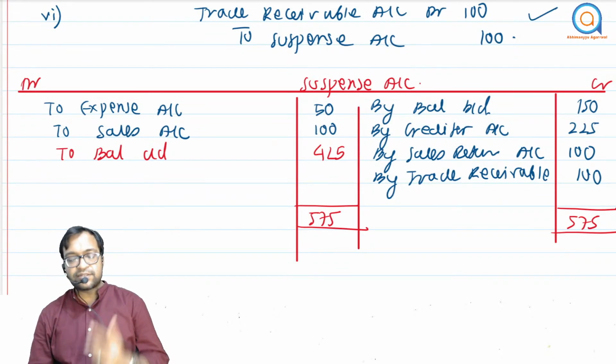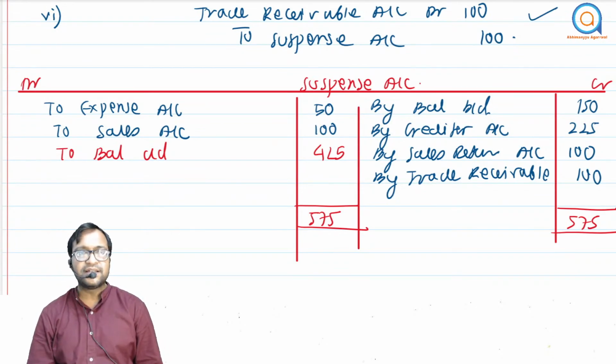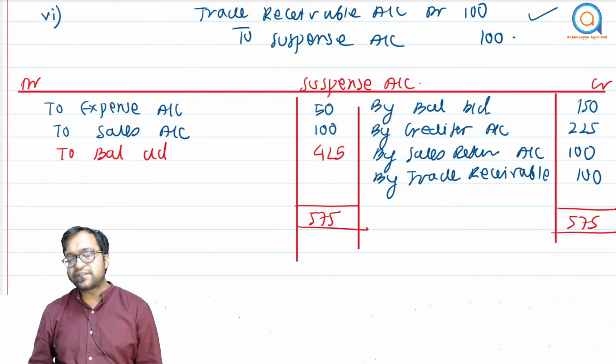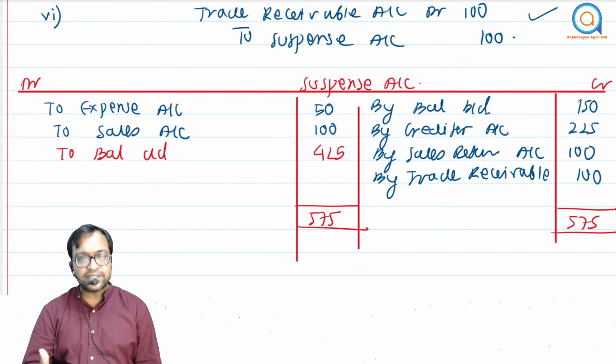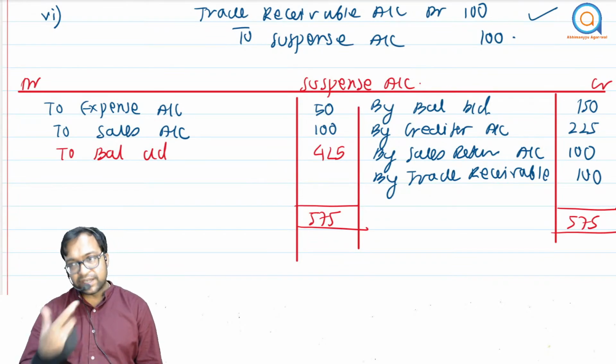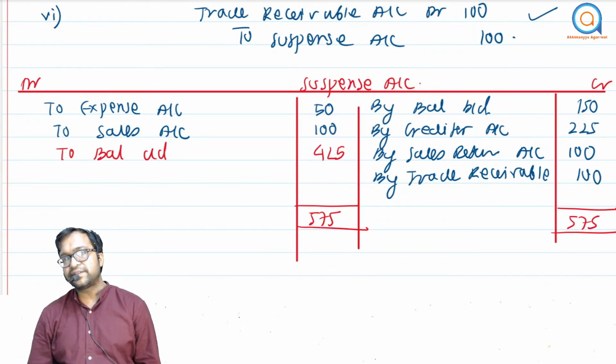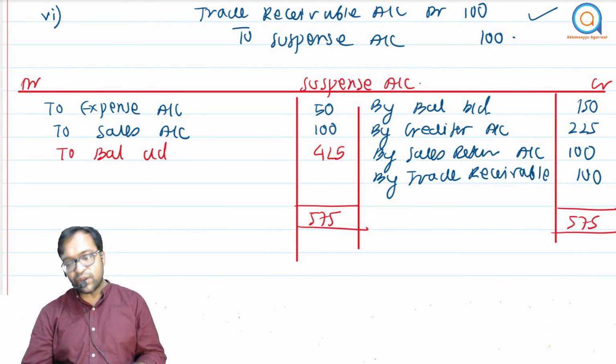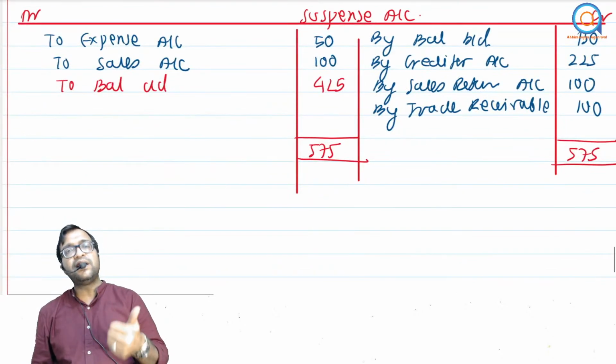Then also, if suspense still has a balance, it means there are still some undetected errors. It means the organization should find the errors. There are still some undetected errors. Once you find all the errors, your suspense will tally. But if suspense is not tallying, it means there are still some undetected errors.